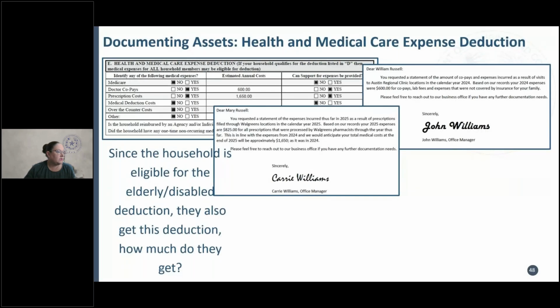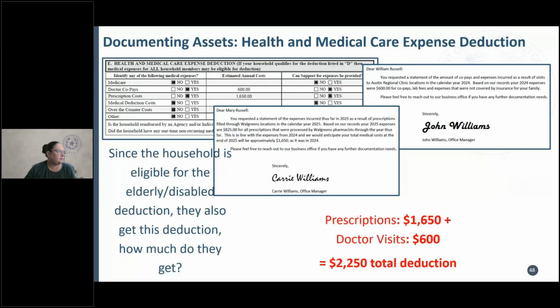All right, I'm going to go ahead and end this one. That was our last poll, so no more of that. We can combine the prescriptions and the doctor's visits for a total deduction of $2,250. Now let's look at all the deductions together, unless there are questions we need to answer before that, Amy.